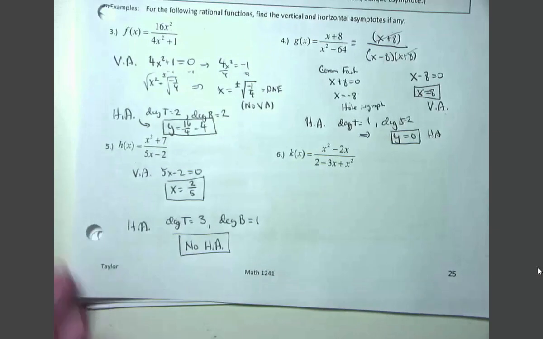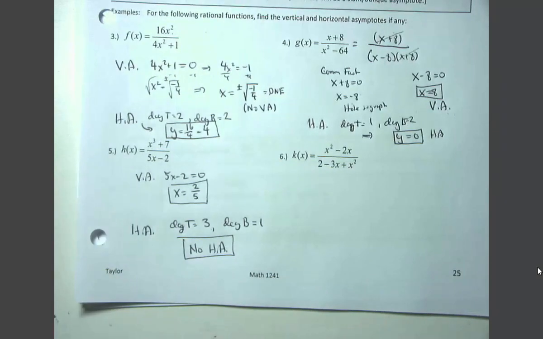So, before I do the sixth one here, let me emphasize. If I ask you, hey, what's the vertical asymptote? Don't tell me two-fifths. It's an equation. The vertical asymptote is x equals two-fifths. The horizontal asymptote, don't tell me it's zero. It's an equation. It's y equals zero.